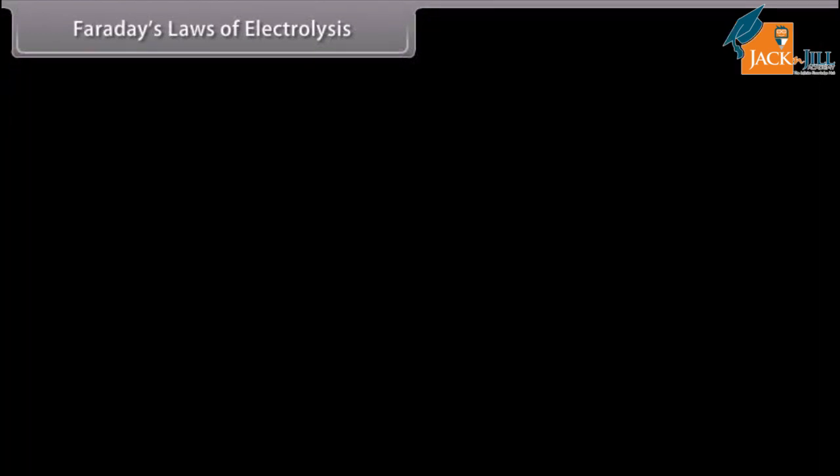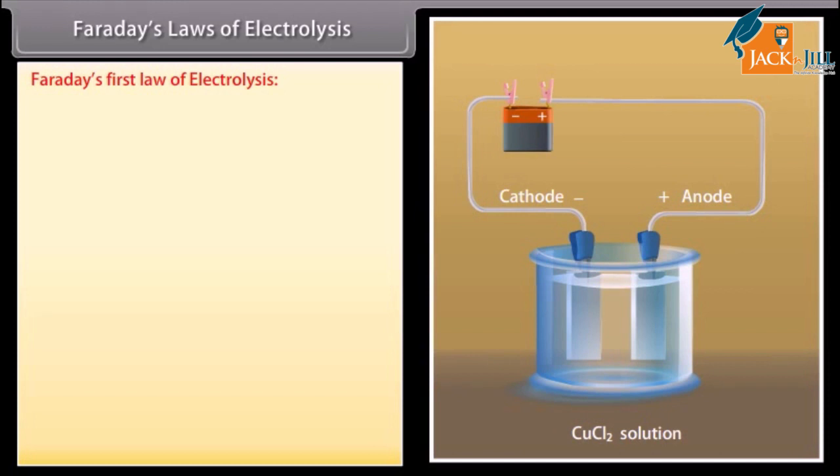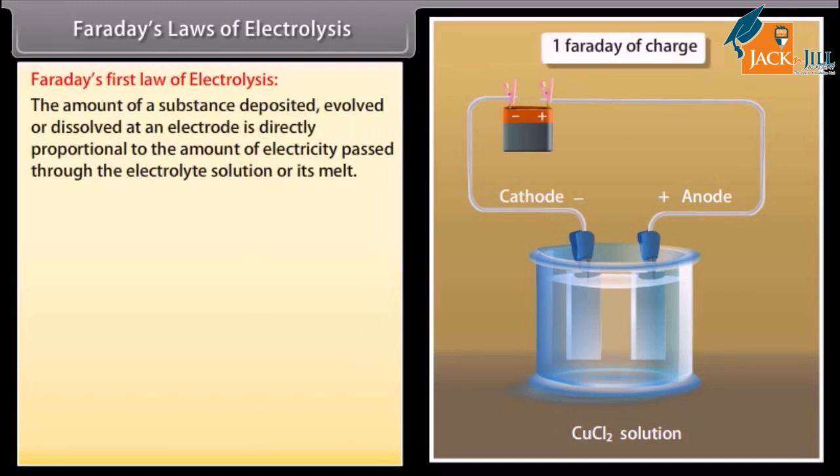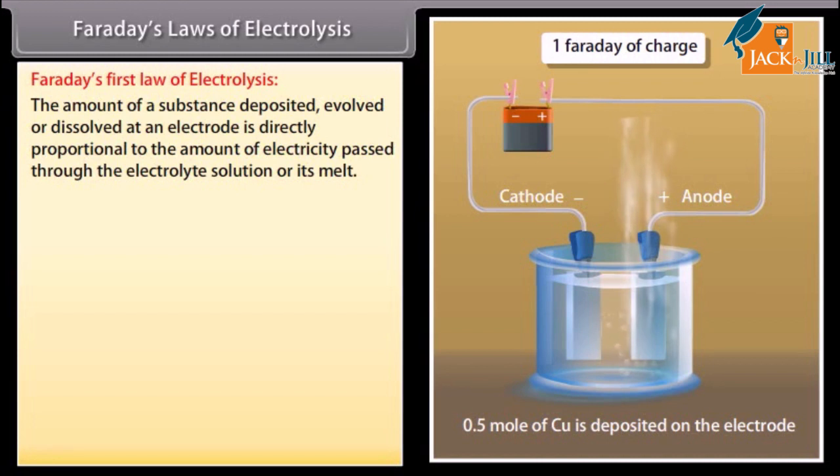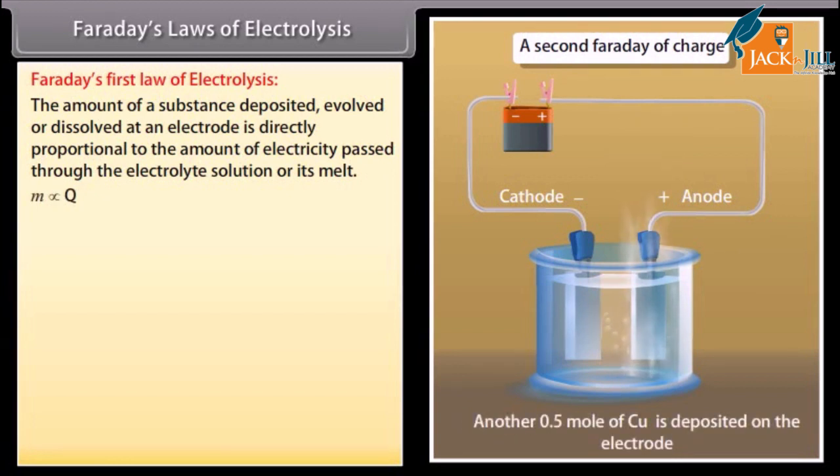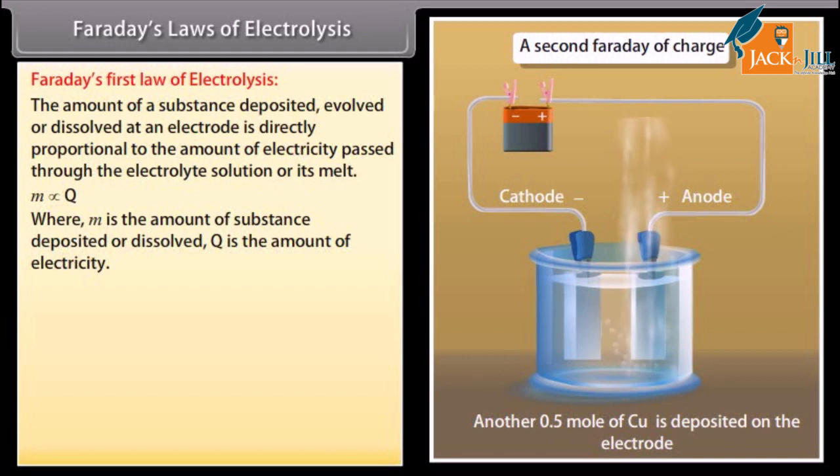Faraday's laws of electrolysis. Faraday's first law of electrolysis. The amount of a substance deposited, evolved, or dissolved at an electrode is directly proportional to the amount of electricity passed through the electrolyte solution or its melt. M is directly proportional to Q, where M is the amount of substance deposited or dissolved and Q is the amount of electricity. We know that Q is equal to I times t. Therefore, M is directly proportional to It.